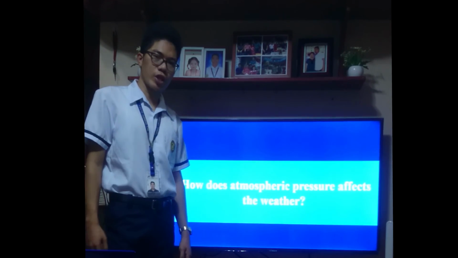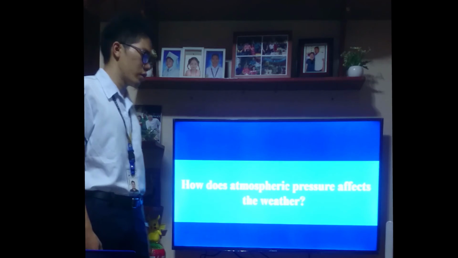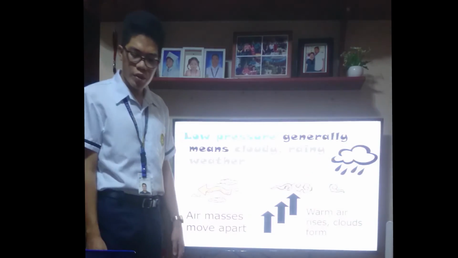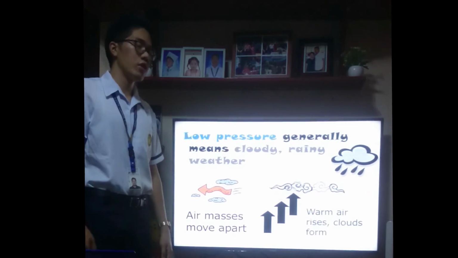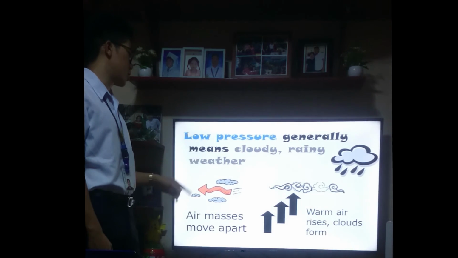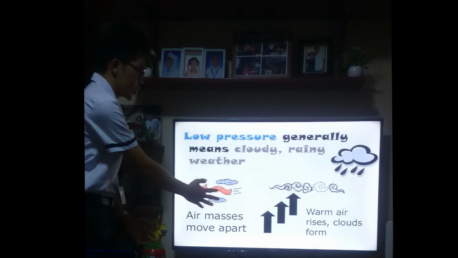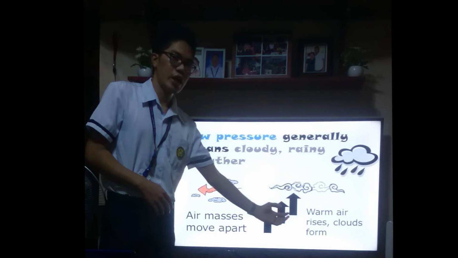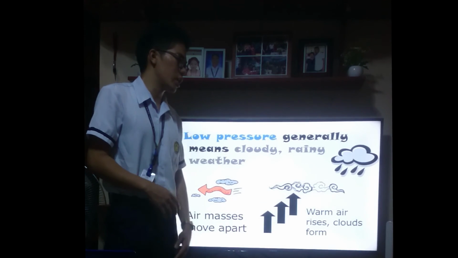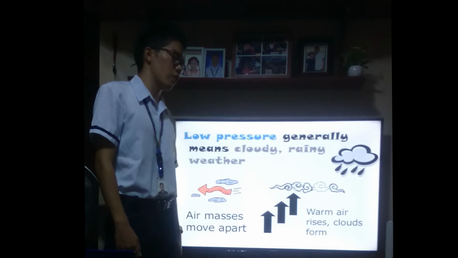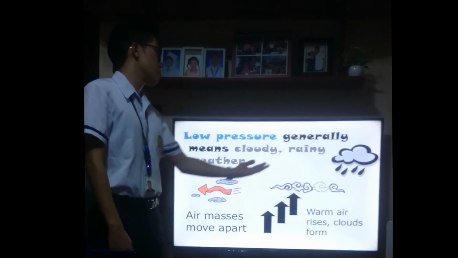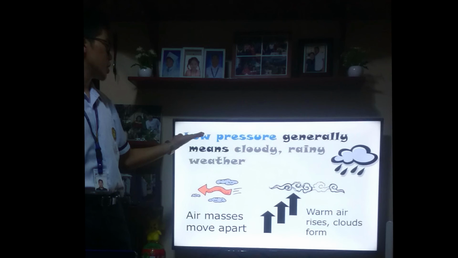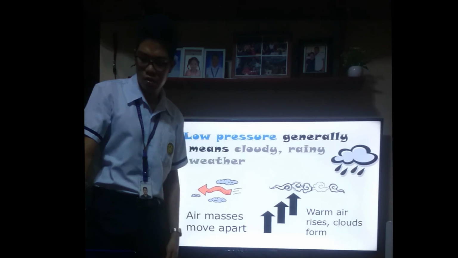So how does atmospheric pressure affect the weather? Simply, low pressure generally means cloudy, rainy weather. Air masses move apart, thus the warm air rises and it forms clouds. Thus it also forms precipitation. That's why we have rainy weather when we have low pressure.